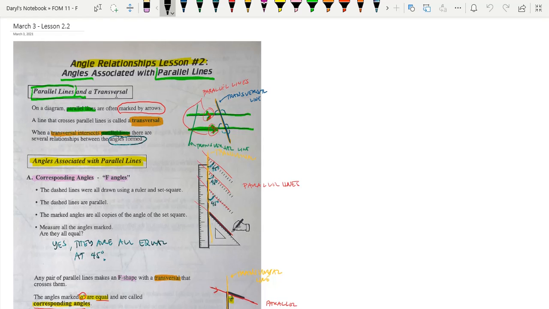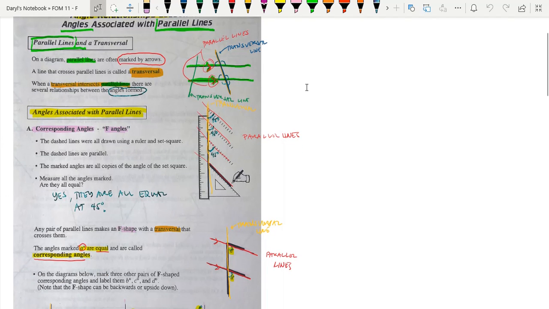Again, parallel lines are lines that will never meet. No matter how you extend them to the left or to the right, they will never meet. And the transversal line is just a line that hits your parallel lines. So we call that one a transversal line. With that, we created certain angles with the parallel lines and your transversal line.